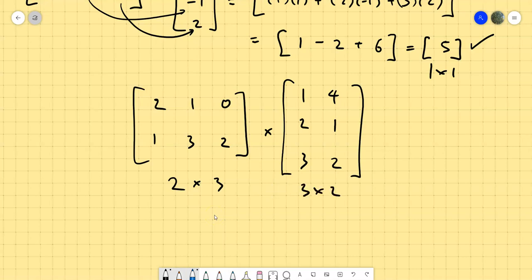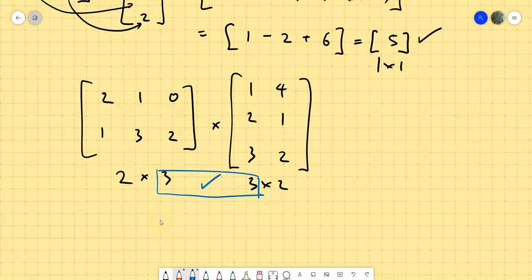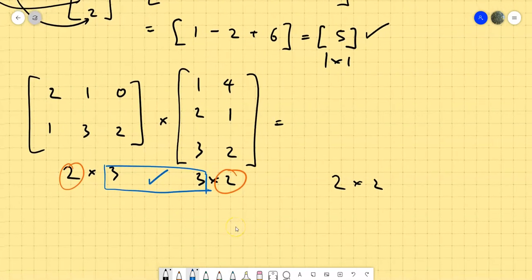Now, do a quick check, can we multiply these two matrices together? The numbers of the order, right, 3 and 3, they're the same, tick box. Alright, and this will result in a 2 by 2 matrix. So your matrix here is going to be a 2 by 2. Alright, and put the answers together. So let's have a look at what we've got.